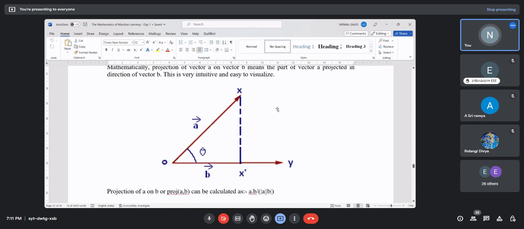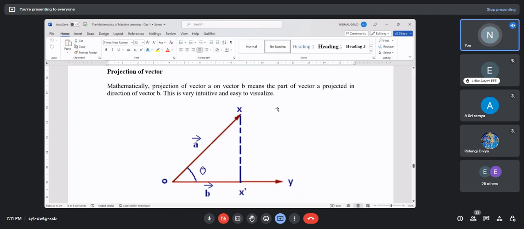Now, projection of a vector. How to project a vector? See, mathematically, projection of a vector A on vector B means a part of vector A projected in the direction of B. We already know these statements, but sometimes the English seems confusing. I need to project A on B. How can I project A on B? It means the part of vector A projected in the direction of B. So the instance of A, or the part of A in the direction of B with some angle, that's called a projection.